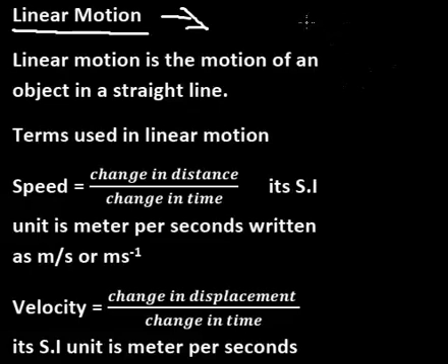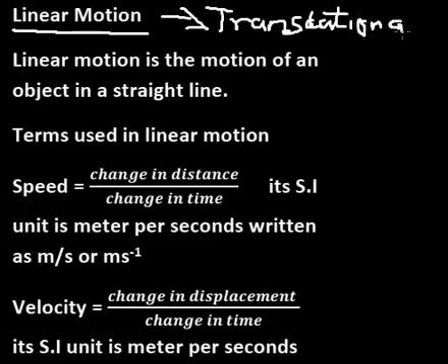Now, there are different motions that an object can exhibit. For example, we have the translational motion, which is the same thing as linear motion. This is a motion of an object in a straight line. For example, you have a car moving in a straight line.